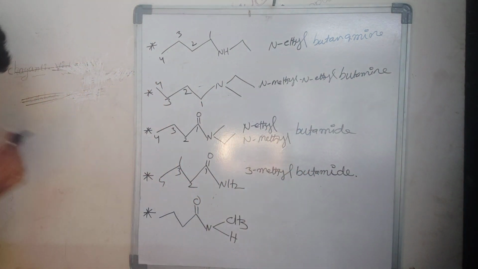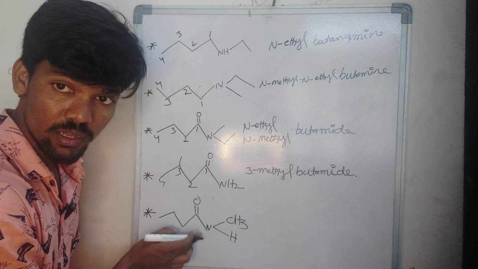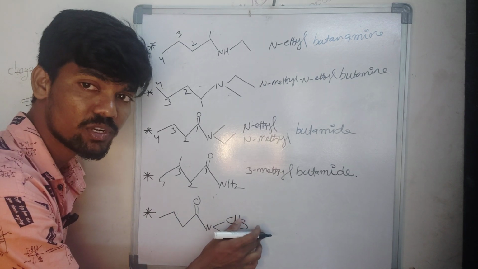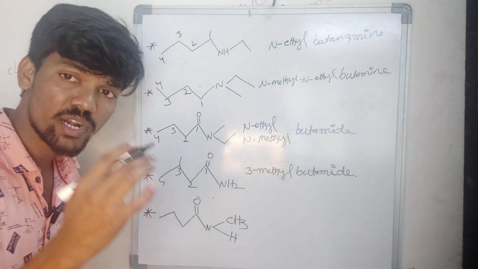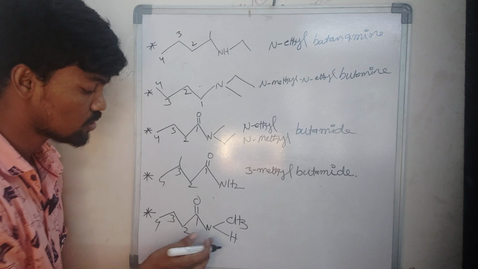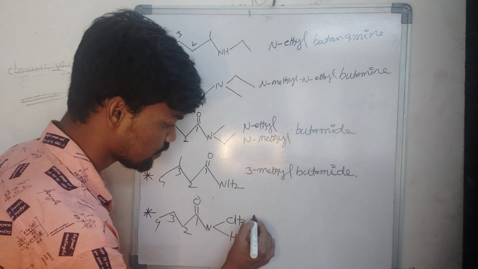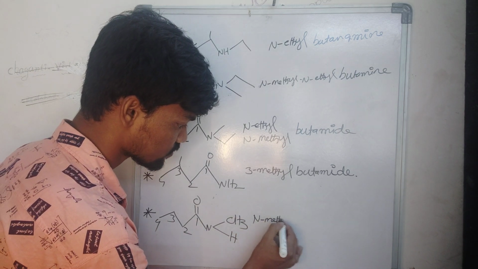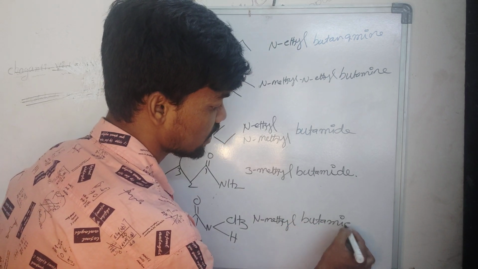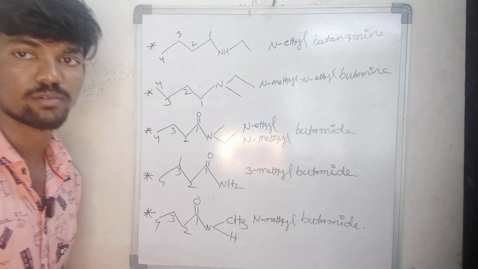Coming to this one, this is also an amide group, but an N substituent is there. So leave it, and the numbering takes place from here only. 1, 2, 3, 4, the longest chain. So we have to take N-methyl butanamide. This is the correct option.